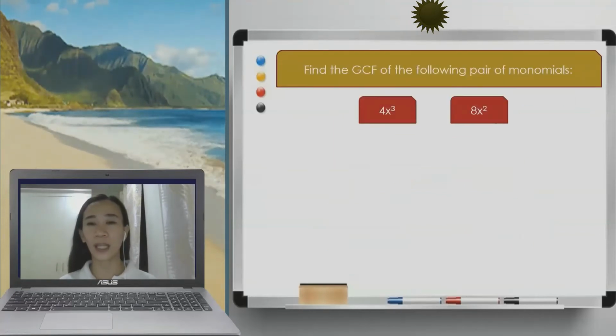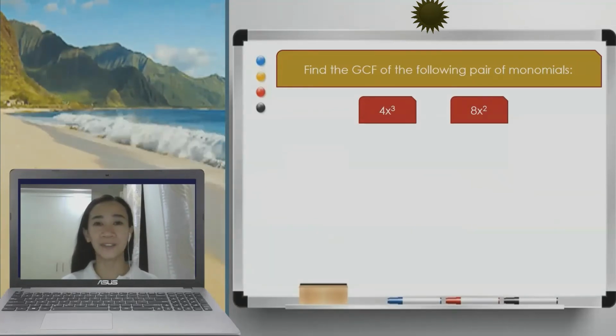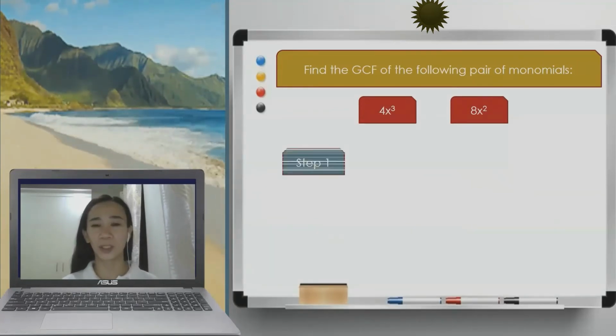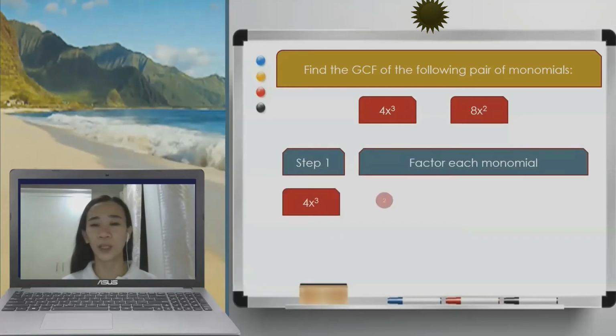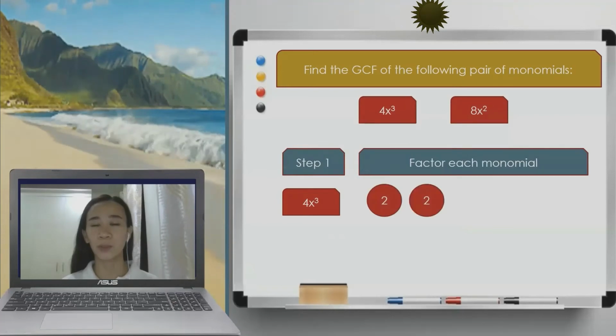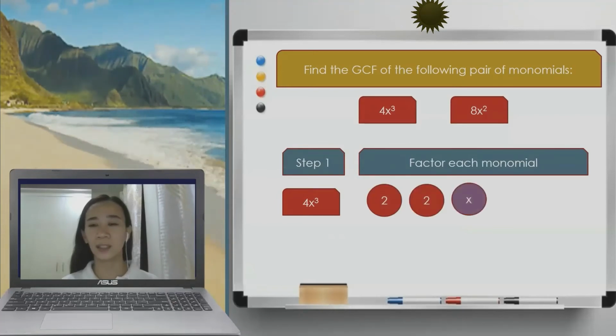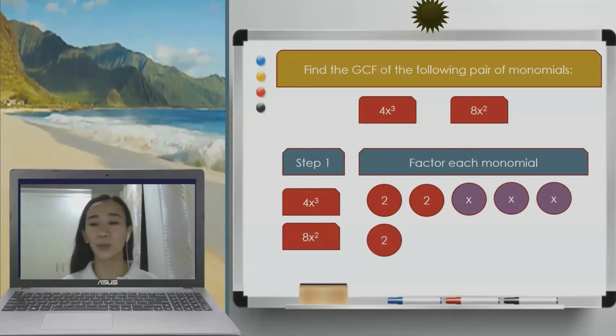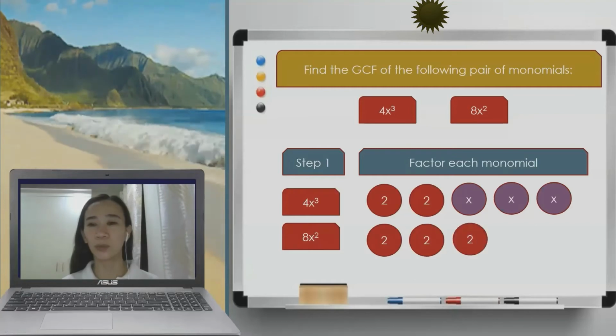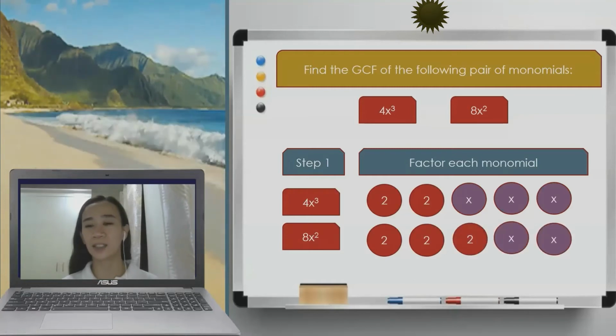We have here 4x cubed and 8x squared. We have steps in finding the greatest common factor. The first step is to factor each monomial. 4x cubed is 2 times 2 times x times x times x. 8x squared is 2 times 2 times 2 times x times x.